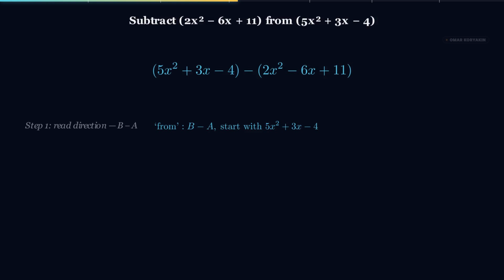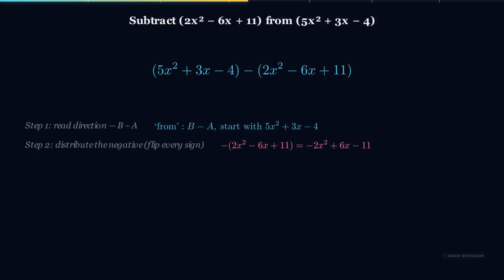Subtract a from b means b minus a, so the expression to compute is 5x squared plus 3x minus 4 minus the polynomial 2x squared minus 6x plus 11. The reading direction matters. The polynomial after the word from is the one you start with, and you take away the polynomial named first.